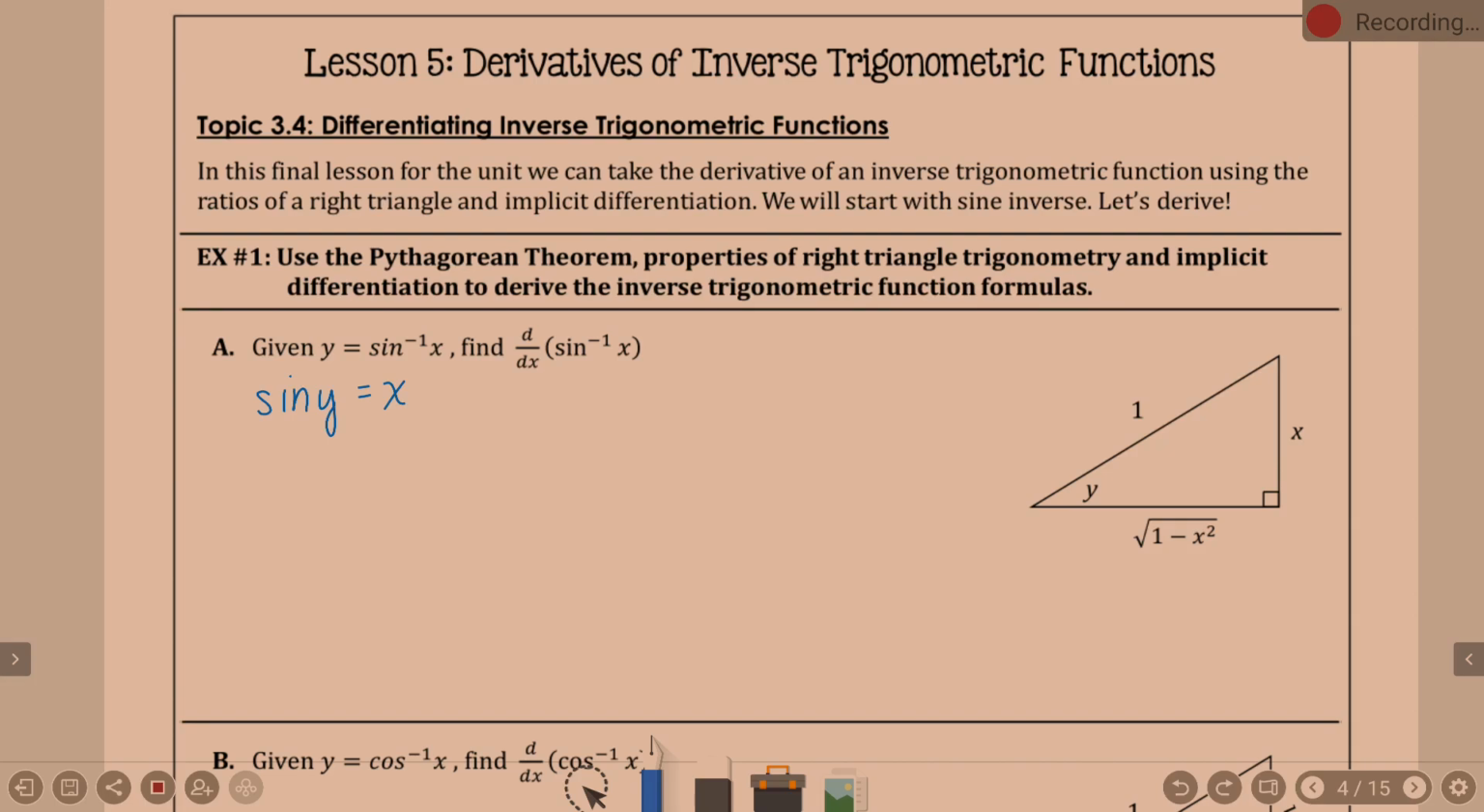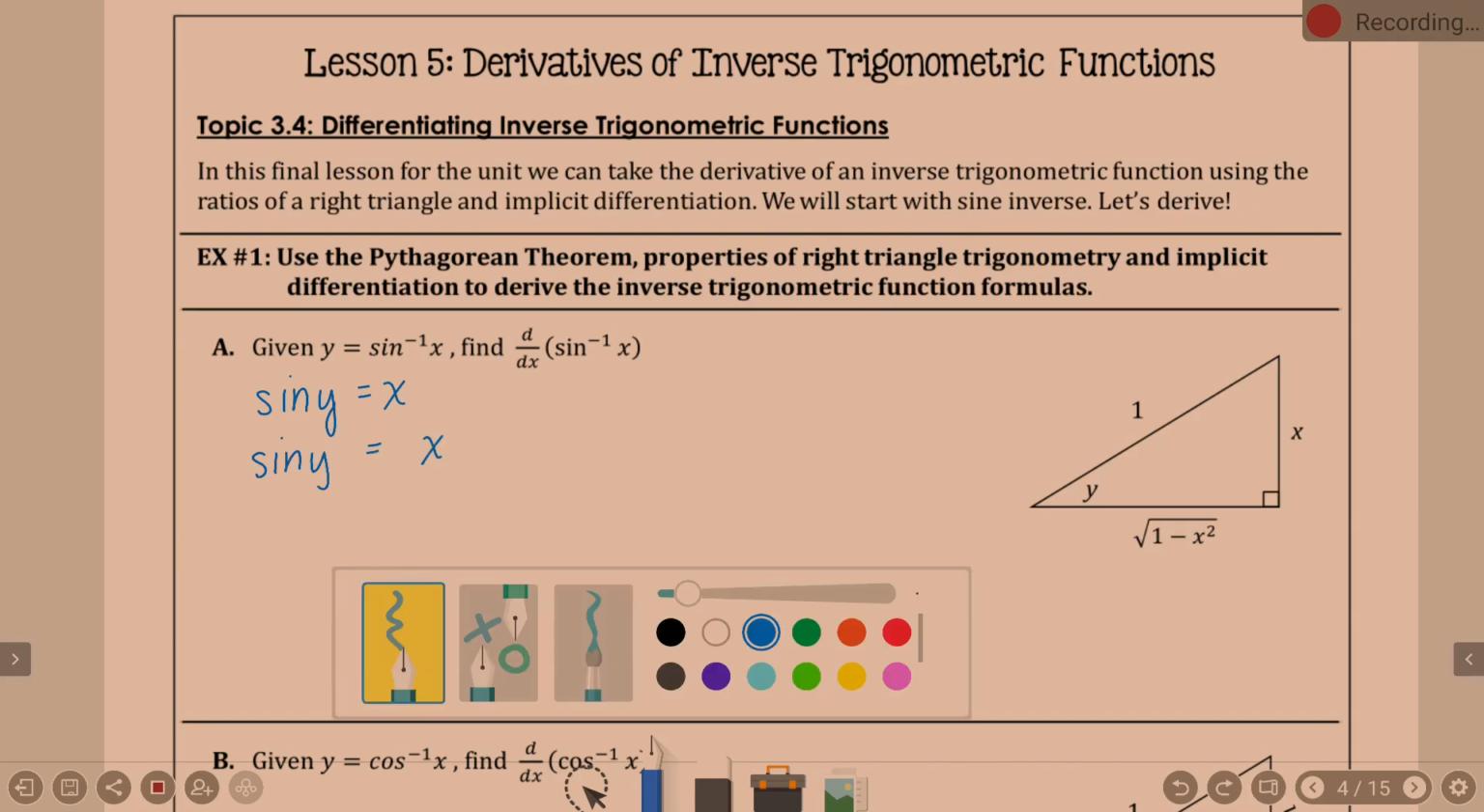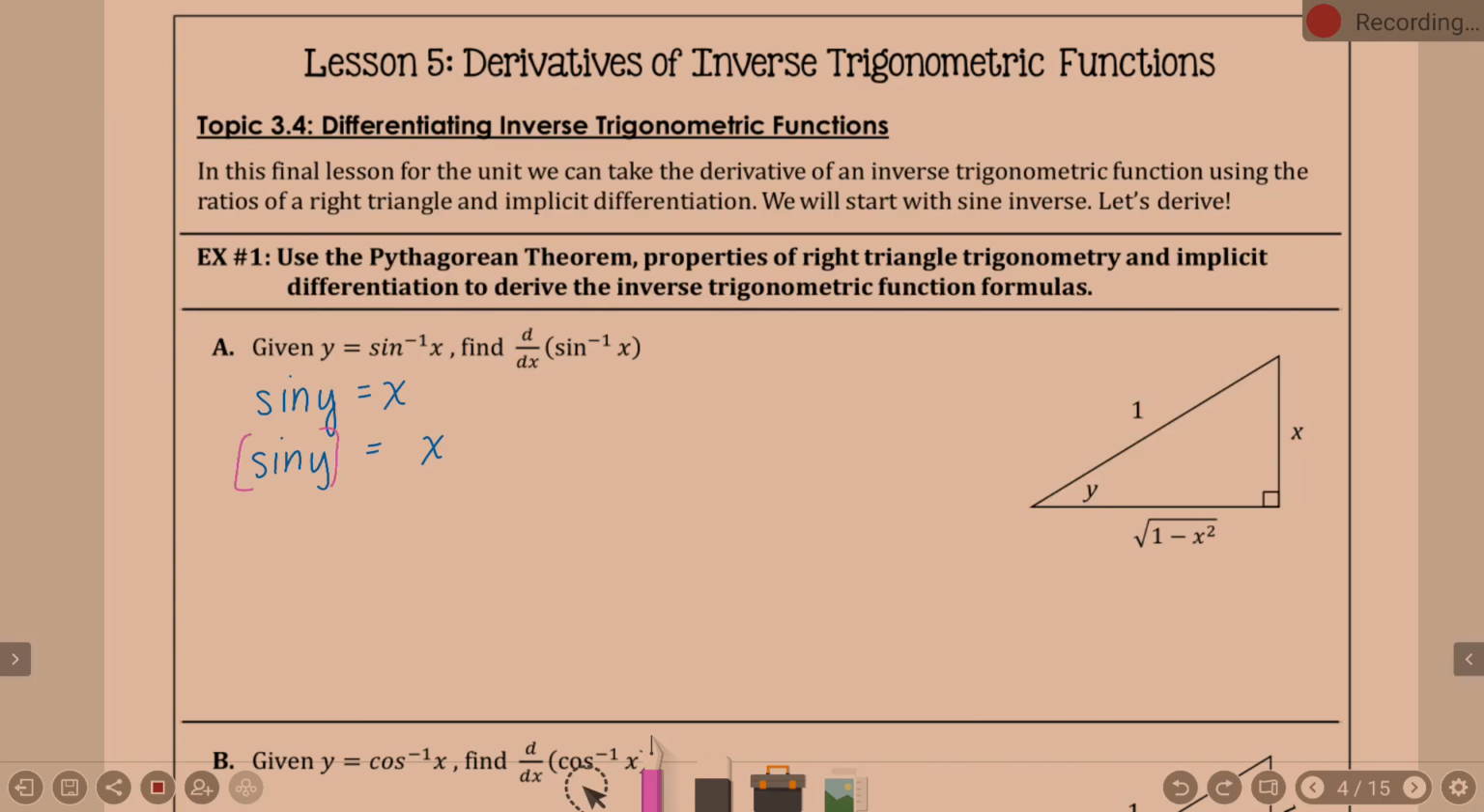Now, with that in mind, we found the inverse. We're trying to take the derivative. Well, we can't solve for y. The only way you can solve for y here is go back to the inverse, and we don't know the derivative of the inverse yet. So we're going to use implicit differentiation. We're going to take sine y and x, and take the derivative of both sides. So I'm going to say d dx in front of each of these, meaning I'm taking the derivative of both sides of my equation with respect to x.